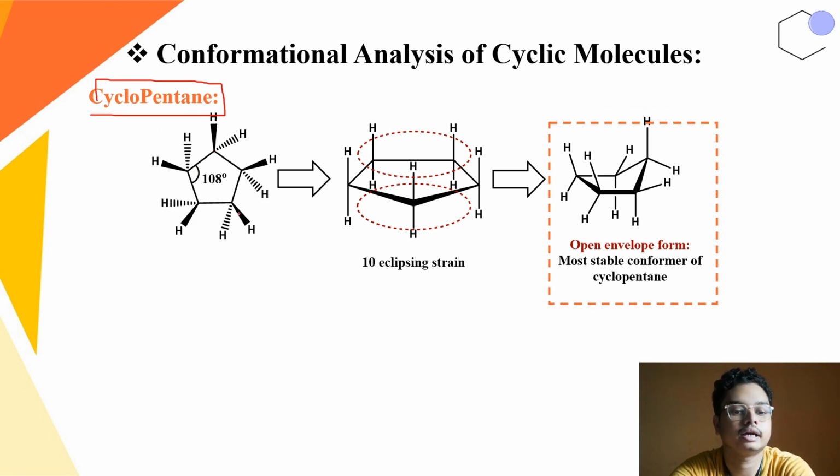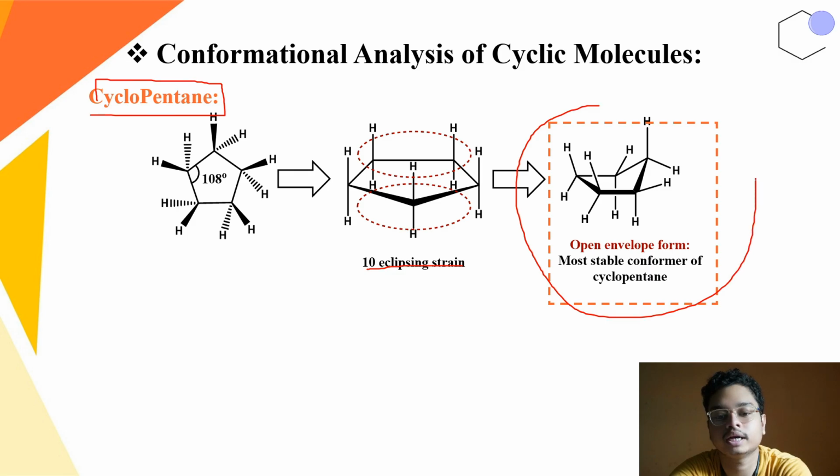Cyclopentane is a five carbon ring formation. But here you can see that the angle strain is very small, because the usual angle is 109 degrees for an sp3 carbon center, but here it is 108 degrees. So there is a very small angle strain present here, and it will be much more stable. However, this ring has 10 eclipsing strains, and to reduce this eclipsing strain, it is present in this open envelope form. This is the most stable conformer of cyclopentane.